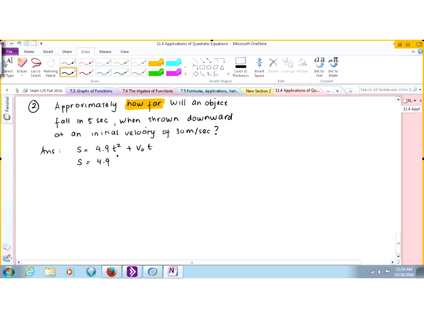So S is 4.9. Do I know t squared? What is t? 5. So 5 squared plus 30 times 5, right? So S is, what is this? Let me check. 200 something. Yes, 272.5 meters. So the object will travel 272.5 meters. Is it easy? So this is just substituting the value.